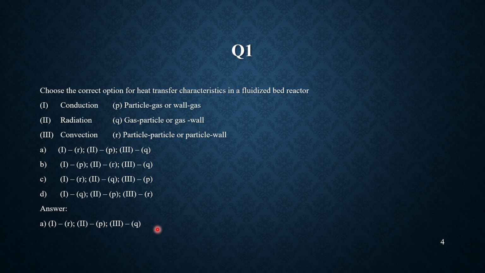Particles giving out some heat to the gas. And if it is gas giving out heat, it is convection. By means of carrying over only, it transfers heat, right? So it is convection. If you want to take a minute to understand, we'll go to the next question after that.